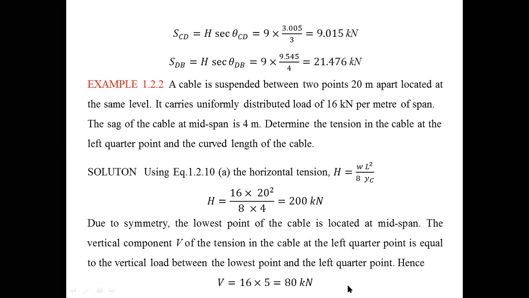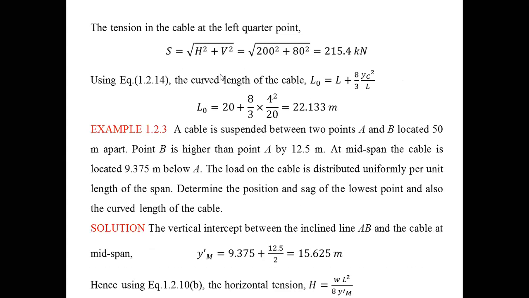What is the maximum tension? Tension in the cable at quarter point? The tension in the cable is the resultant of the components: S is equal to the square root of H square plus V square. You know the H, you know the V, then you know the S. Tension in the cable is 215.4.